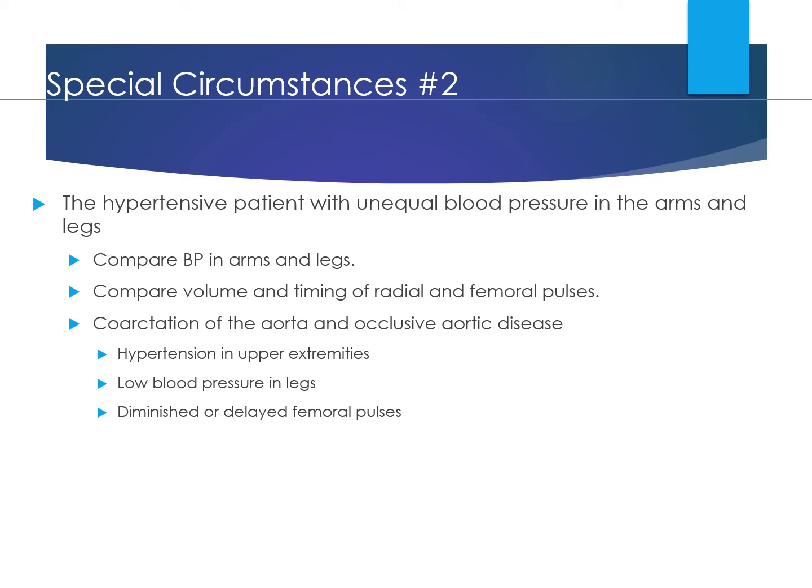For the hypertensive patient with unequal blood pressure in the arms and legs, we need to compare between the arms and legs. The reason is to compare the volume and timing of radial and femoral pulses. Also, coarctation of the aorta and occlusive aortic disease. For example, hypertension may be in the upper extremities with low blood pressure in the legs, and diminished or delayed femoral pulses if your patient has an occlusion or aortic disease.